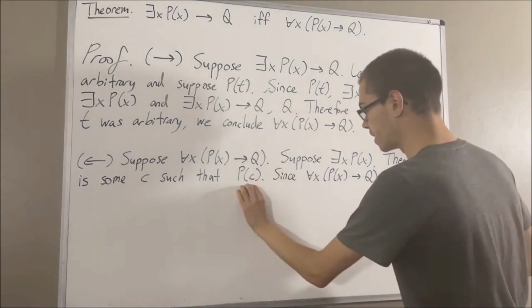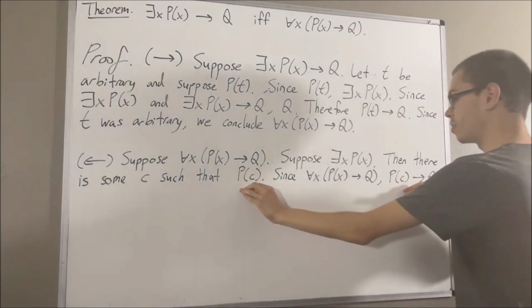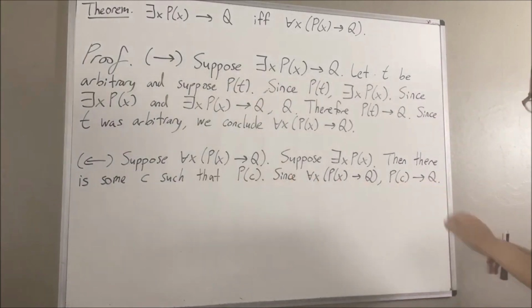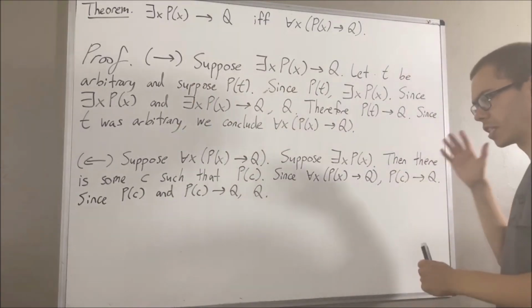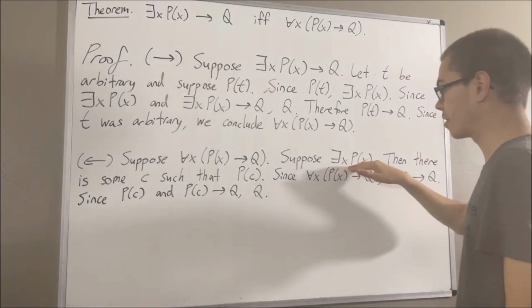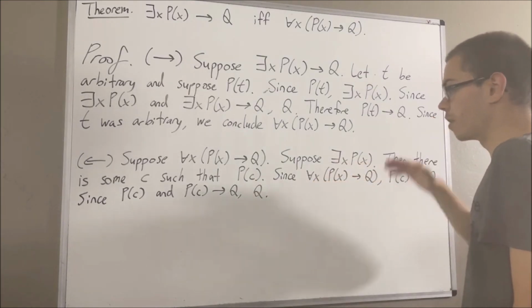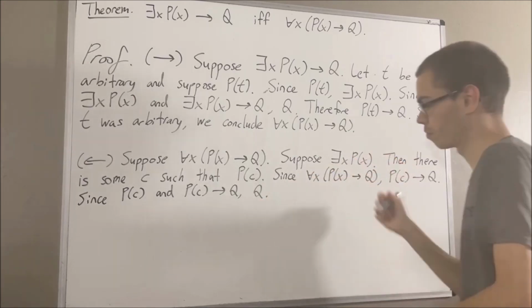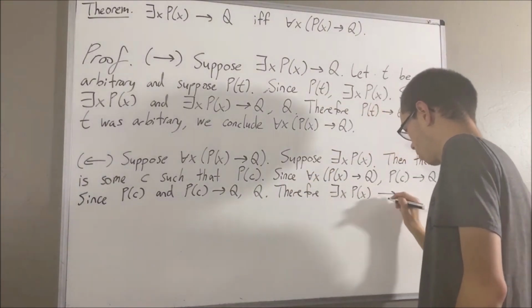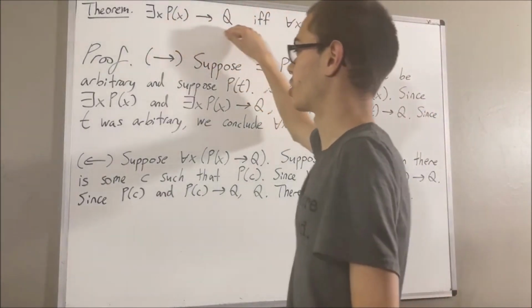But since p of c is true, and if p of c, then q, these two statements tell us that q must then be true. So putting this together, we see that under the assumption there exists an x such that p of x, it follows that q is true. Therefore, if there exists an x such that p of x, then q is true. So we have shown if this is true, then this is true.